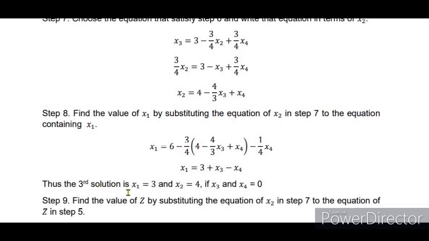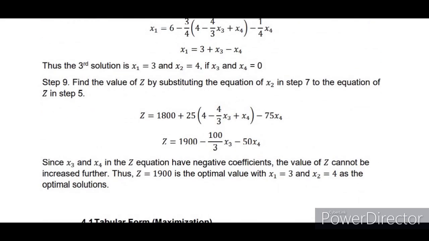Thus, the third solution is x sub 1 is equal to 3 because we got the constant 3 here in step number 8, and x sub 2 is equal to 4 because we got the constant 4 in step number 7, if we let x sub 3 and x sub 4 be equal to 0.